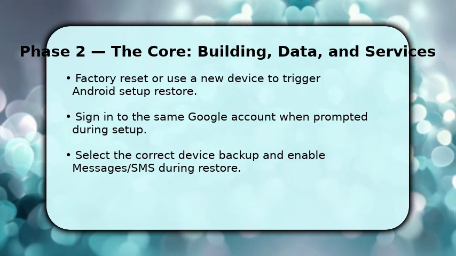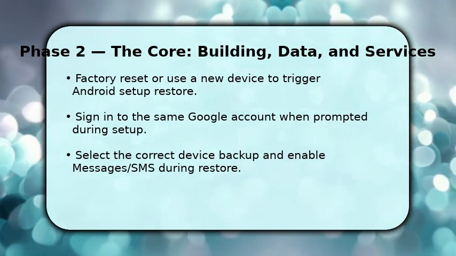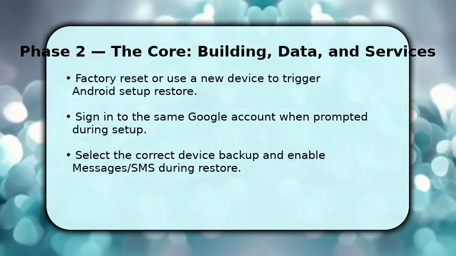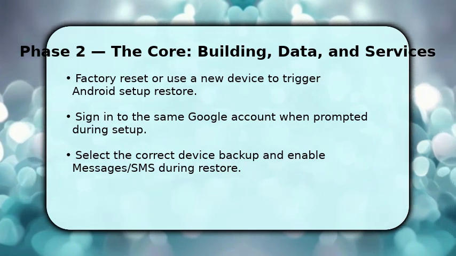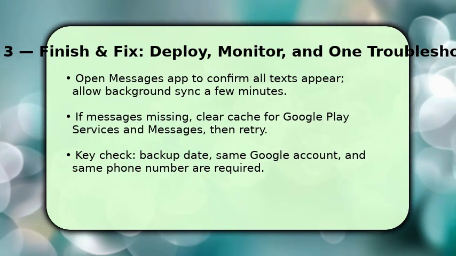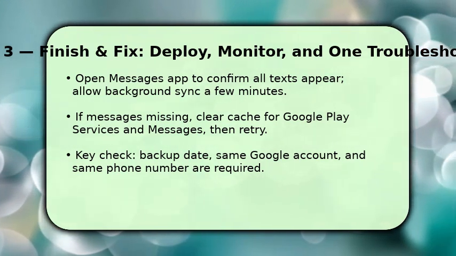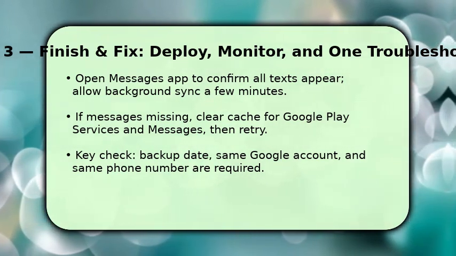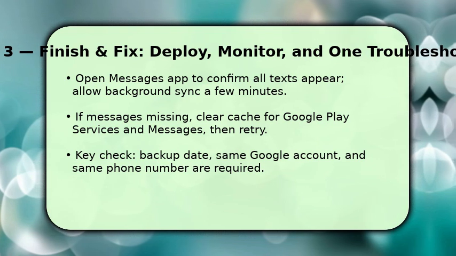The system downloads app data first, then message data. Wait patiently, depending on size. This can take minutes to an hour. You're almost done. Open the Messages app and scroll to confirm your threads. Make sure you keep the phone on Wi-Fi for a few minutes after restore so background sync finishes.